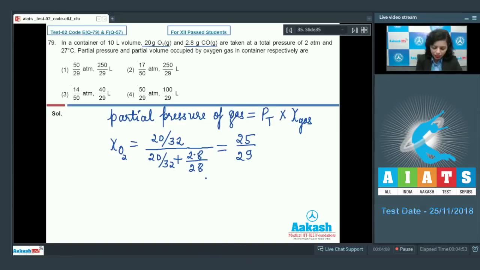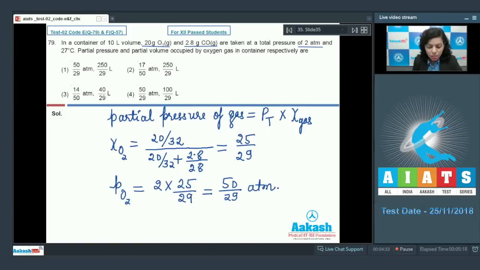With the help of this we can easily find out the partial pressure of oxygen, that is equal to P total. What is P total? That's given here. If you check here, the P total is 2 atmosphere, and we can write here 2 into 25/29, and if you solve this, this would be 50/29 atmosphere. This is the partial pressure of oxygen.